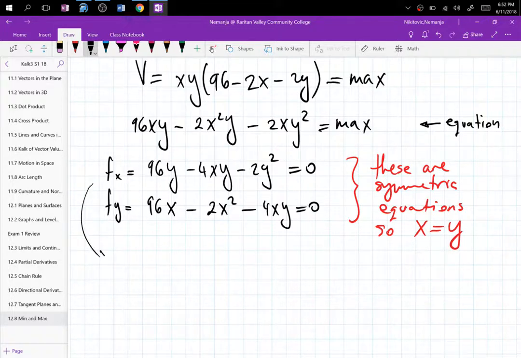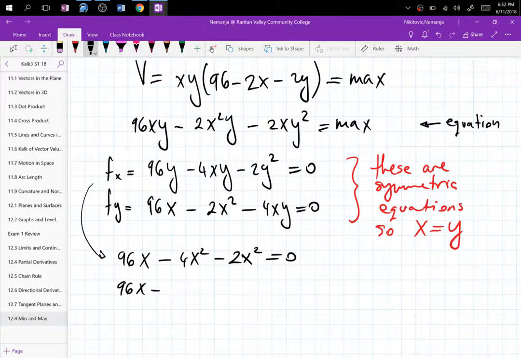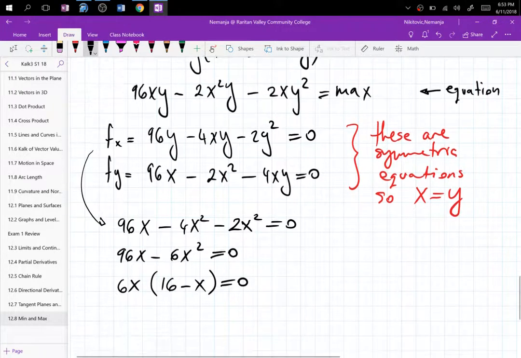So, if I pick the top one, I'll just say 96x minus 4x squared minus 2x squared equals 0. So this is now 96x minus 6x squared equal to 0. I'm going to factor out 6x. And what's left over here is 16 minus x equal to 0.